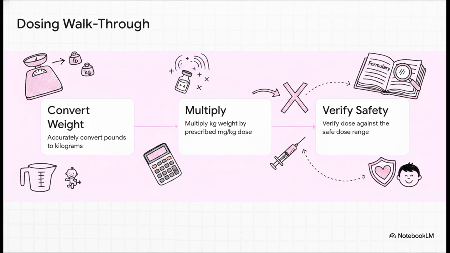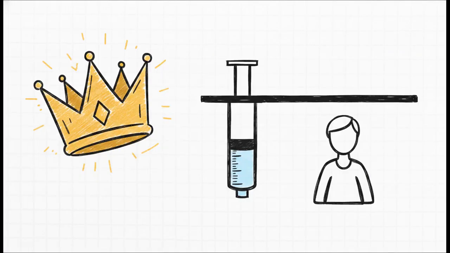Step 1, convert pounds to kilograms. Step 2, multiply that kilogram weight by the prescribed dose. And step 3, this is absolutely vital. Verify the calculated dose against your safe dose range, which you'll usually find in a pediatric formulary. I can't stress this enough. Making absolutely sure you never skip that first step of converting to kilograms will save you from accidentally giving double the required medication. Which brings us to the golden rule.